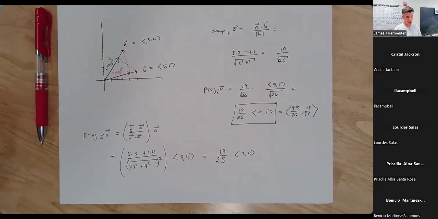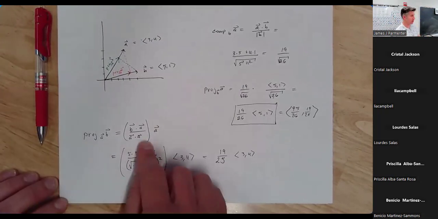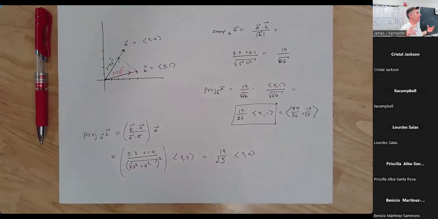So you only need to use the component if someone's asking you to, right? Like I was trying to show the longer calculation, but if someone said just find the projection, then you could just use this calculation and be done with it. But if someone wanted you to find the component and the projection, then you might as well do it in this intermediate way.